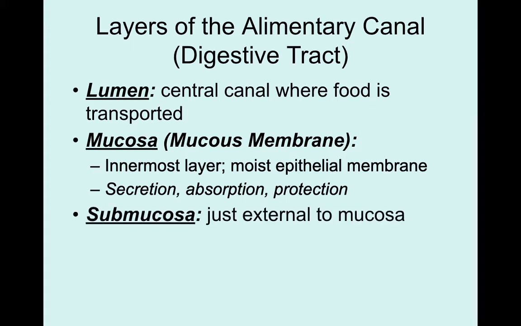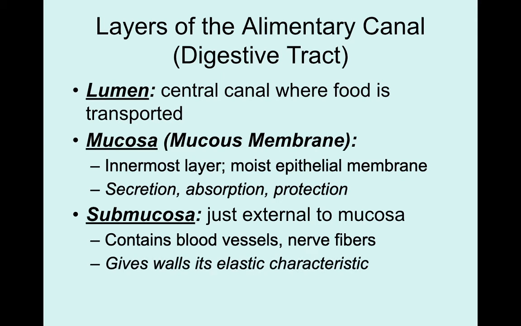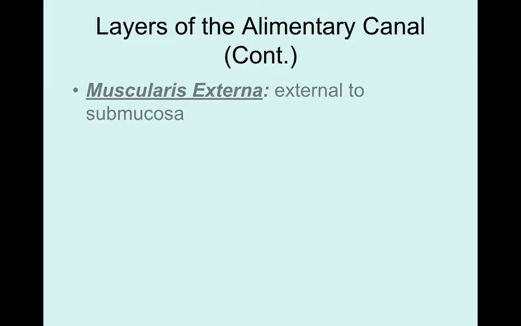And then under the, should be on the outside, not under, but on the outside. Again, we're going from the inside out. The submucosa, which is basically under the mucosa, but under here is on the outside of the mucosa. It is just external to the mucosa. It contains blood vessels and nerve fibers, and it gives your digestive tract walls a little bit of an elastic characteristic. Moving on, we have the muscularis externa.